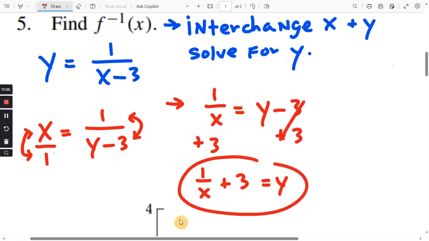So that's it. Now, instead of y, I'm not sure of the choices here, but it might say f of x equals 1 over x plus 3. Or it might say the inverse of f of x is 1 over x plus 3. Or whatever it is, it's going to be 1 over x plus 3.